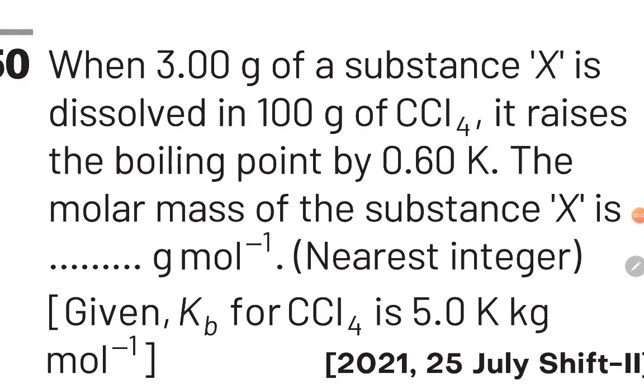Yes students, the second question of this chapter is: when 3 grams of substance X is dissolved in 100 grams of CCl4, it raises its boiling point by 0.6 Kelvin. The molar mass of substance X is. Guys, in this question, we will use the formula of elevation in boiling point. This formula is delta Tb is equal to Kb into molality. Guys, फिर से हम molality find out करेंगे by using the equation number of moles of solute divided by mass of solvent in kilograms. So guys, these are the two equations जिससे हमें ये question solve करना है. Let's observe this in the solution in the next slide.